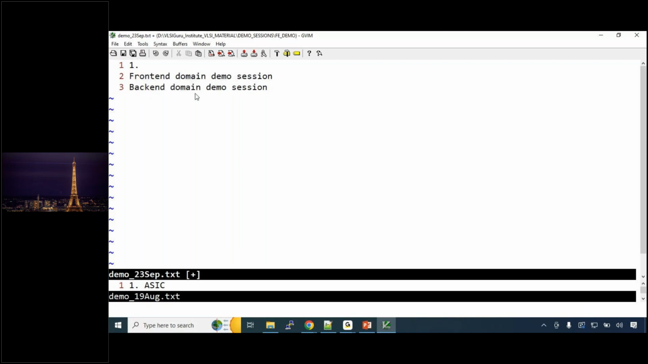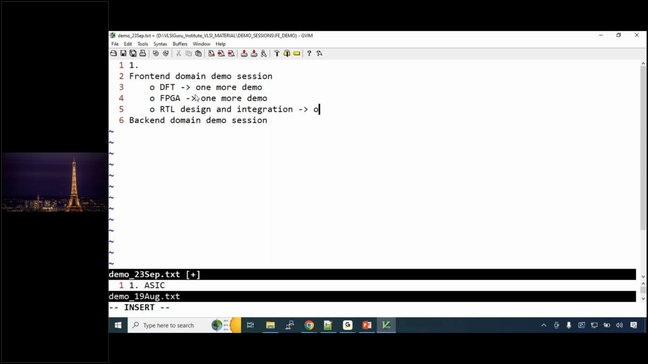Does it mean that now it will be a complete DFT demo session? No, this will be giving you an overview of the front end domain. Maybe in the evening or in the afternoon today, there will be another demo session for DFT. So the people who are interested in, let's say, DFT, will have one more demo session. People who are interested in FPGA, another demo. People who are looking for RTL design and integration, there will be a different demo session. So specific to the domain you want to get into, there will be a demo session.